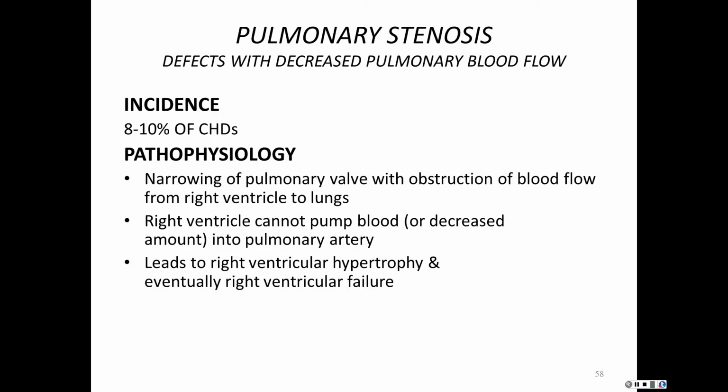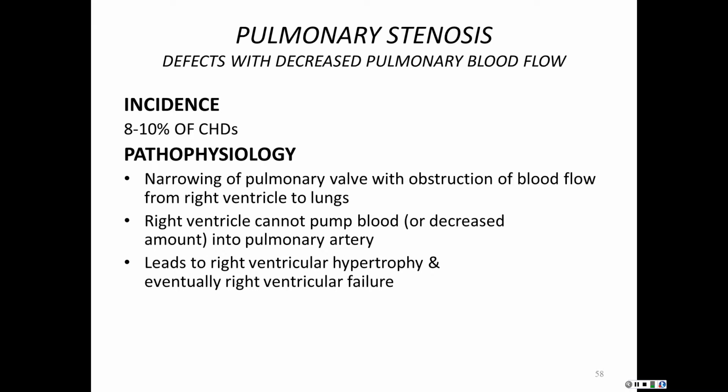We're continuing our discussions on congenital heart defects. Our next defect is called pulmonary stenosis. Now, pulmonary stenosis is one of the defects with decreased pulmonary blood flow. The incidence of pulmonary stenosis is about 8 to 10% of all congenital heart defects.